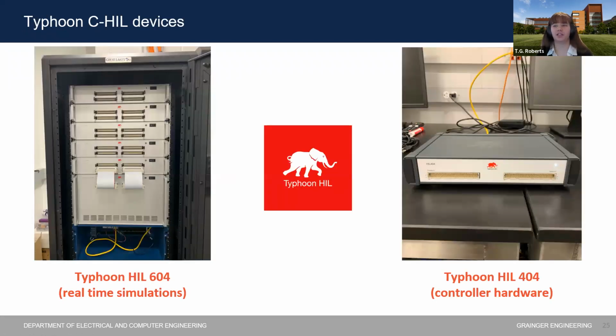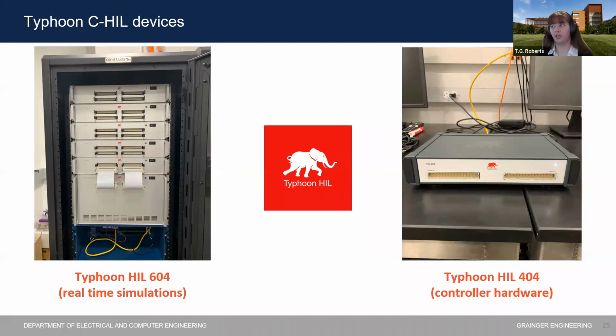So these are some of the devices that we have in our actual lab. So this is the Typhoon HIL 604. There's 5 of them. And then the bottom here is where we could actually connect a real inverter, but this is not currently connected. So the real-time simulations for the power system will run on these, where again, our controller hardware is running on the Typhoon HIL 404. This is more of a custom hardware that they've built for us.